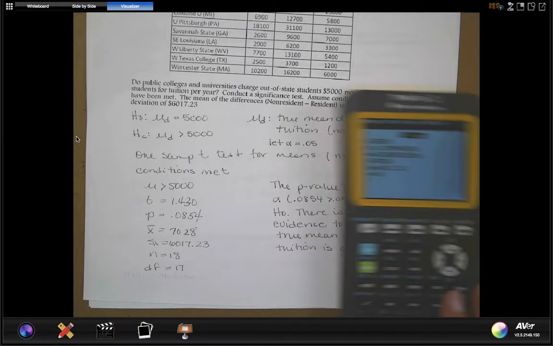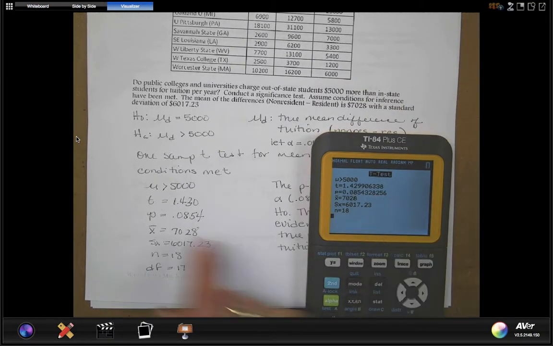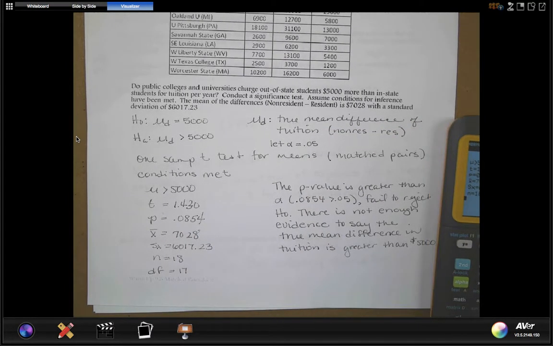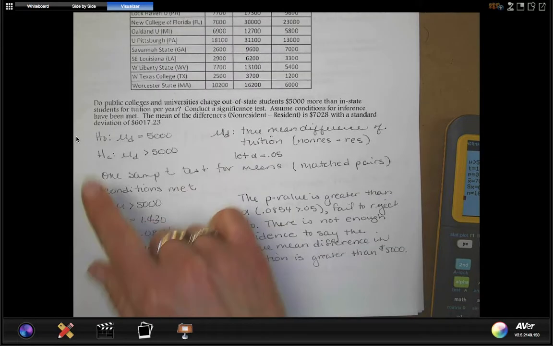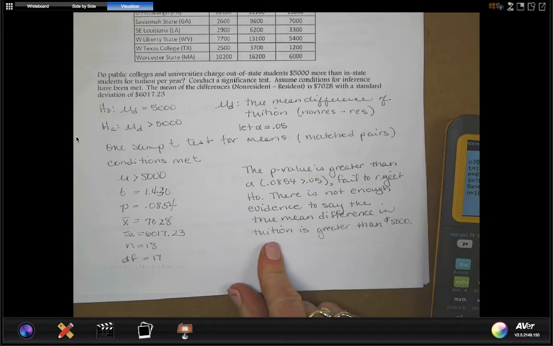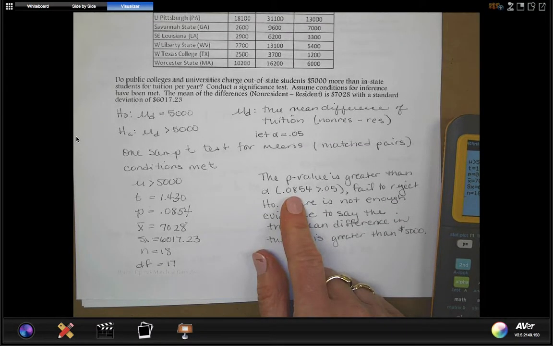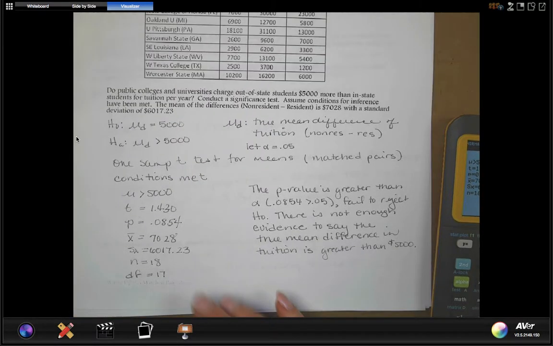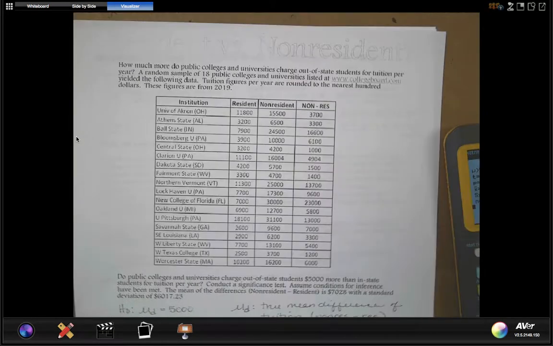There's my test statistic, there's my p-value, there's my inputs. I said up here let alpha equal 0.05, so my p-value is greater, so I'm going to fail to reject. There's not enough evidence to say the true mean difference in tuition is greater than 5,000. Okay? All right, this next section right here.